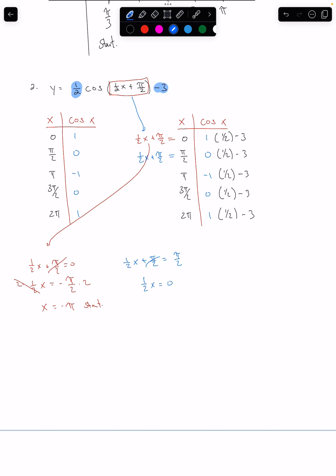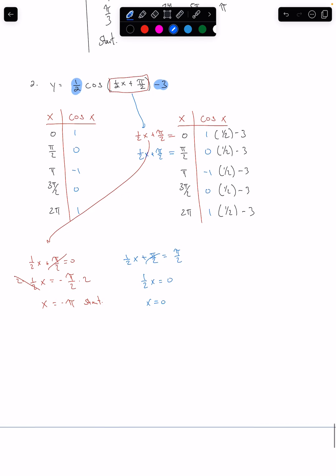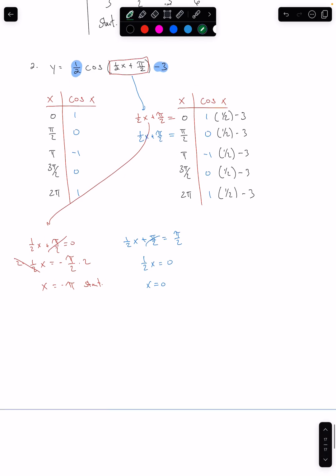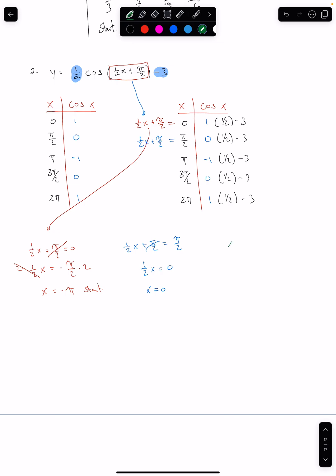I get 1/2 x equals 0. And then I'm going to multiply by 2, and I get x equals 0. Cool. So when I make my new xy axis here, when I have x and then this cosine is 1/2 cosine 1/2 x plus pi over 2 minus 3.